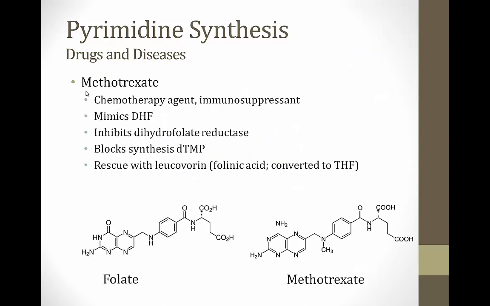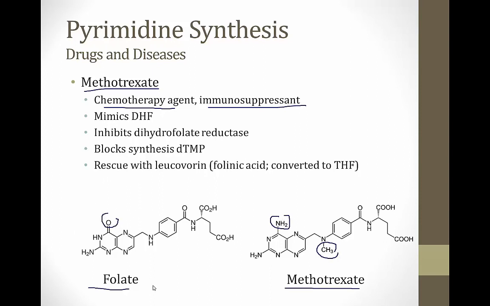The next drug we'll talk about is called methotrexate. This is sometimes used as a chemotherapy agent. It can also be used as an immunosuppressant. If you look at the bottom of the screen here, you can see the chemical structure of folate, and you can see that methotrexate looks very similar. It has an extra group added right here. It also has a nitrogen here where folate has an oxygen.